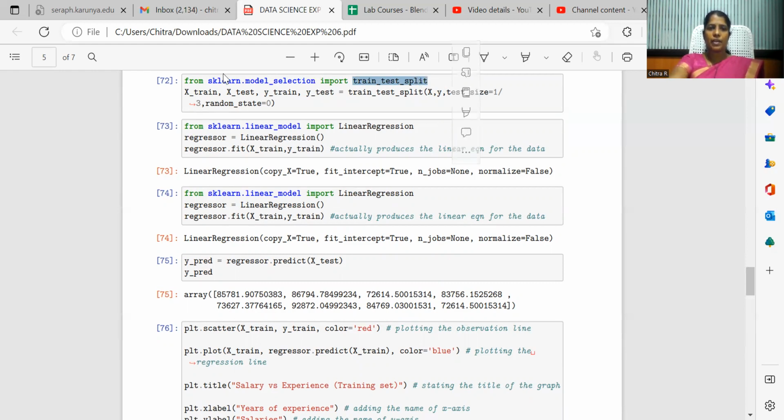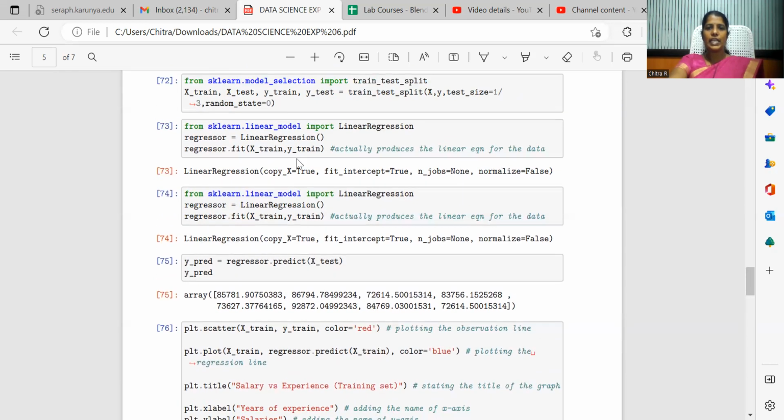Here we are using the sklearn library because sklearn is specifically for machine learning algorithms. This regression is one of the machine learning algorithms. So I select the sklearn module, and from that, train_test_split is imported. Then that is carried out. Here I split the data set into training and testing.